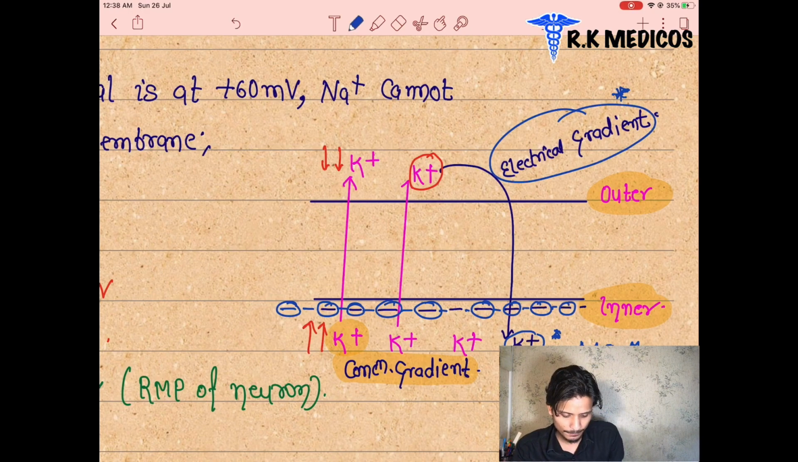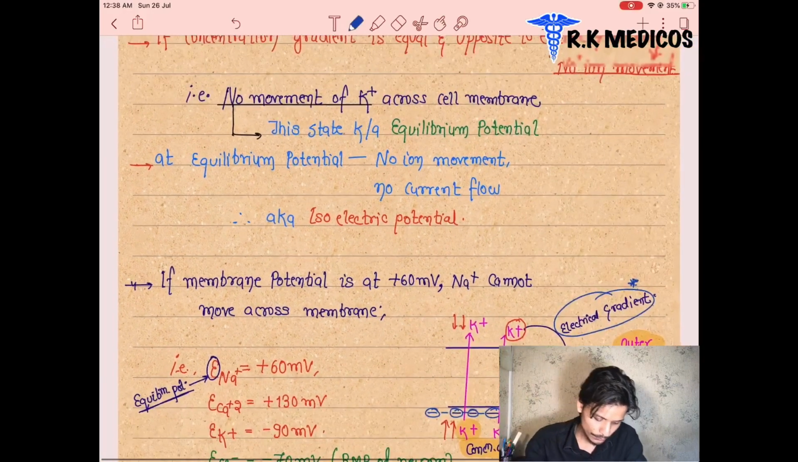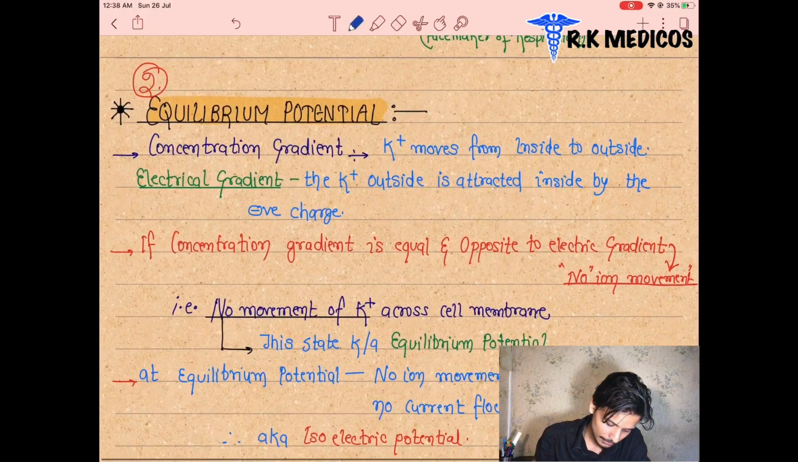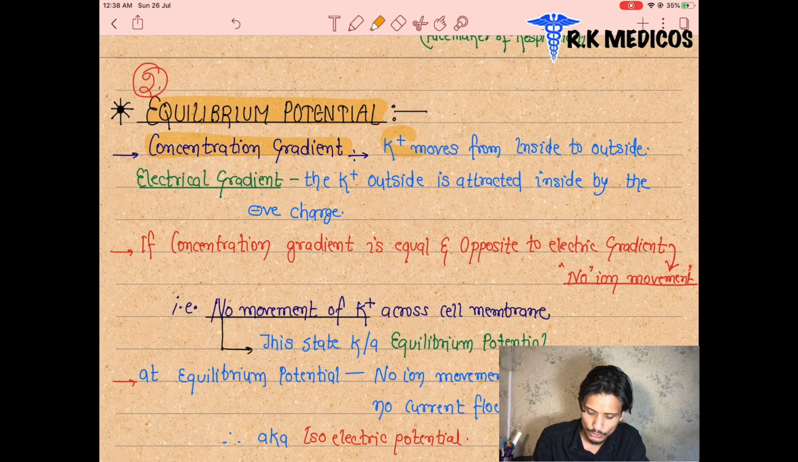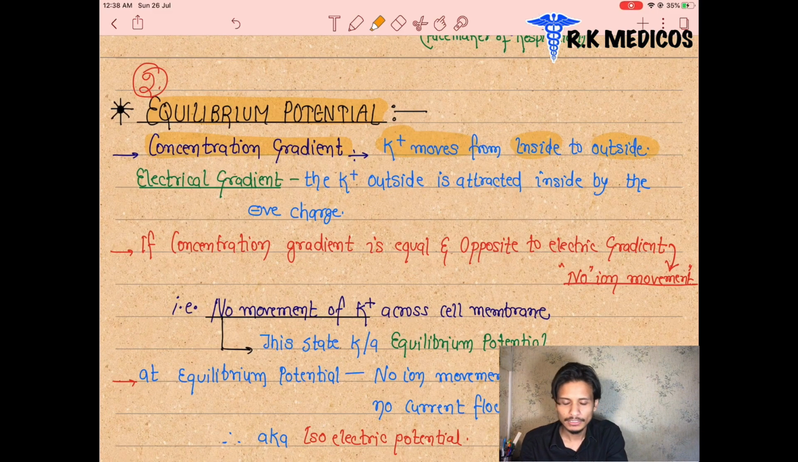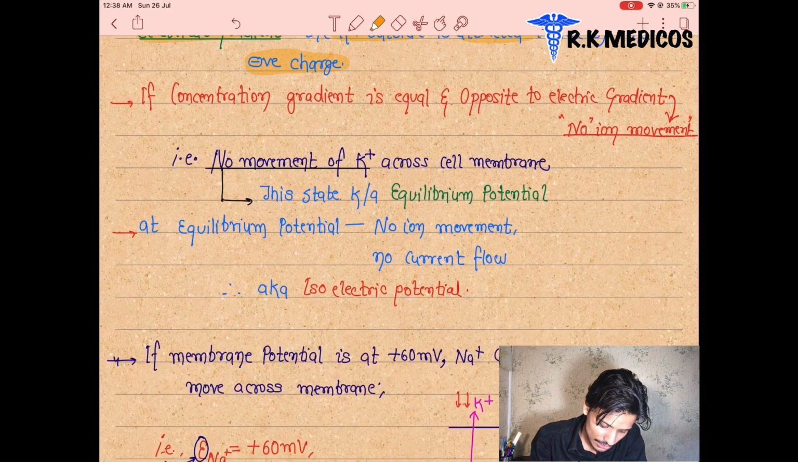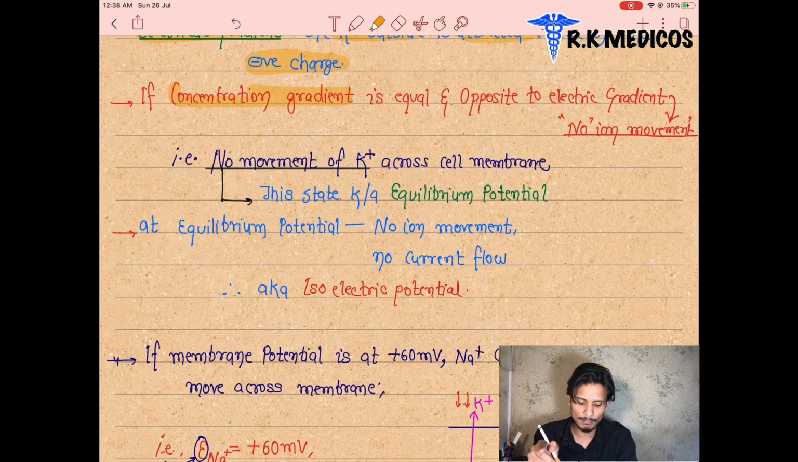And we can see here, the concentration gradient is the potassium moving from inside to outside the cells, which is maintaining the concentration gradient basically. And the electrical gradient is when the potassium outside is attracted by the negative charges accumulated on the inner surface of the membrane. We can see the concentration gradient of the potassium ion is equal and opposite to the electrical gradient.